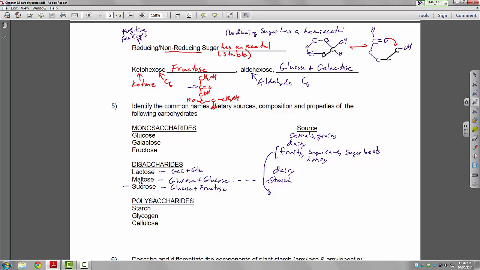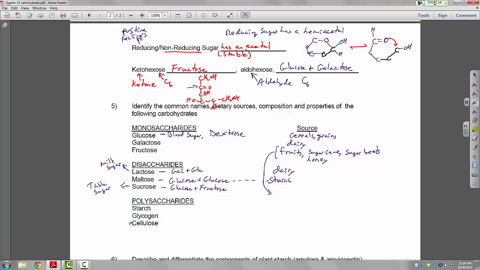Some common names here. Sucrose is table sugar. Lactose is milk sugar. Glucose is also known as blood sugar, and also known as dextrose. It's dextrose because it's dextrorotatory. It is the plus enantiomer. It rotates light, plane polarized light, in a clockwise fashion.